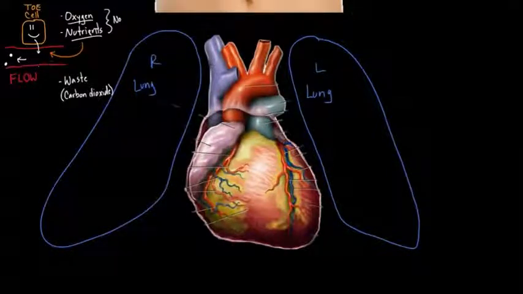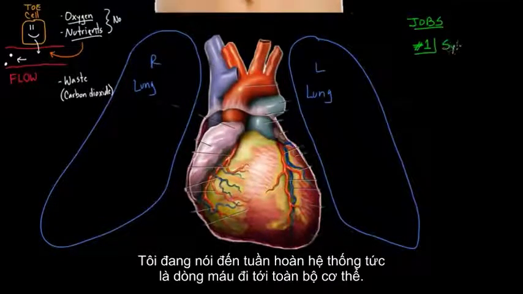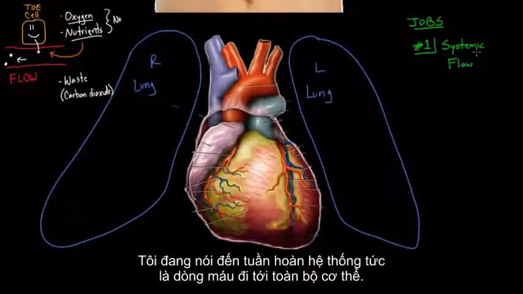And so I'm going to write that on the side as kind of job number one. These are the jobs of the heart, right? So jobs, and number one would be blood flow. And I'll write systemic flow. Systemic flow. And all that systemic means is that I'm referring to the entire body. So systemic, when I say that word, I just mean the entire body. All of the cells in the body.